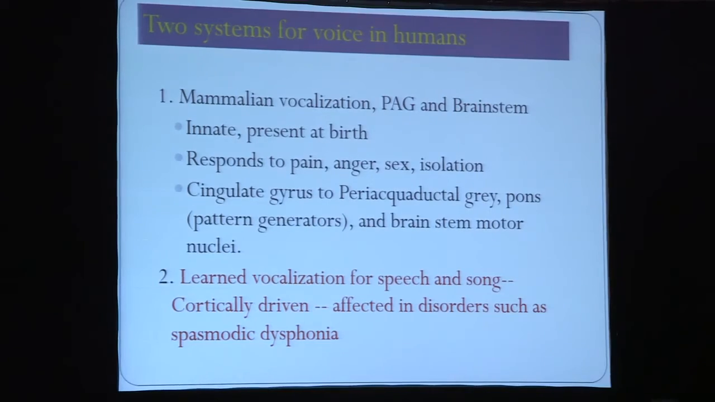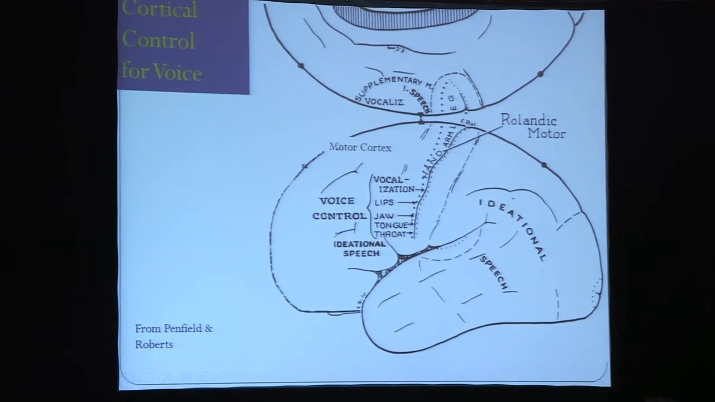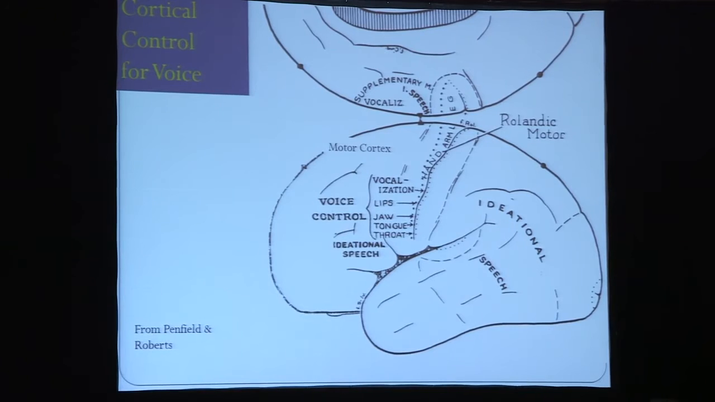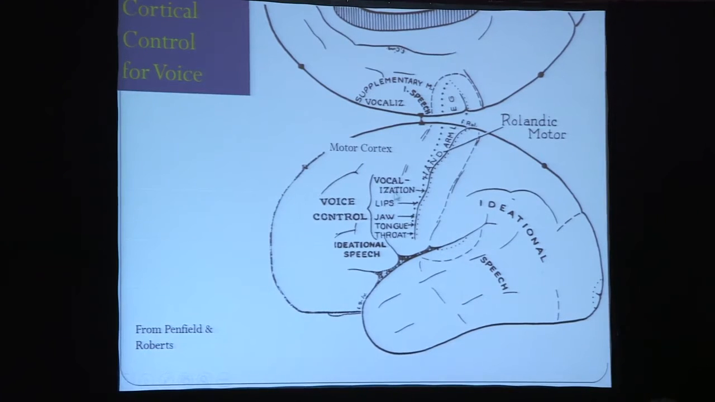This is an old diagram from Penfield and Roberts where they mapped out the cortex in patients who had temporal lobectomies, and they wanted to see which parts of the motor system controlled voice. And one thing I'd like to point out here are the throat muscles, which include the laryngeal muscles, are at the bottom end of the motor strip, while vocalization and voice control is higher up in the M1 strip.